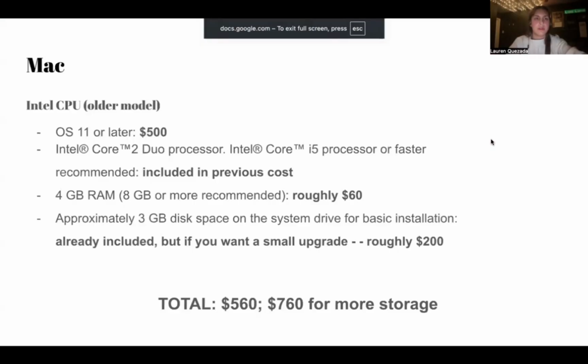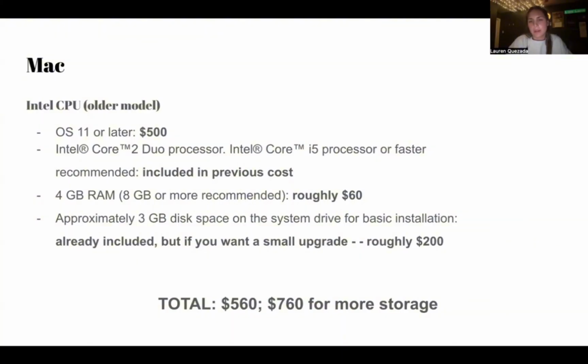Okay, so as far as a Mac with the Intel CPU, this would be older models of Macs usually. And so say this has 4 GB of RAM, 8 GB is more recommended, which would roughly be another $60. And then it probably needs around 3 GB disk space on the system drive for basic installation, which is probably already included. But if you want a small upgrade, it would be roughly $200. So without that upgrade, it would be around 560 total. With that upgrade for more storage, it would be around 760 total.